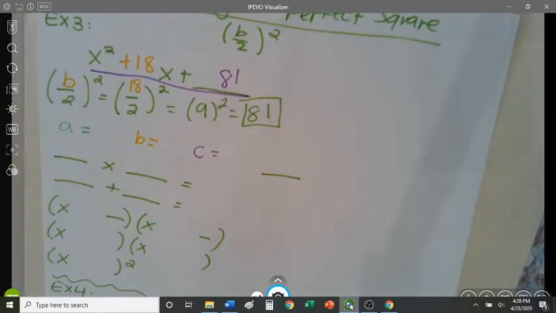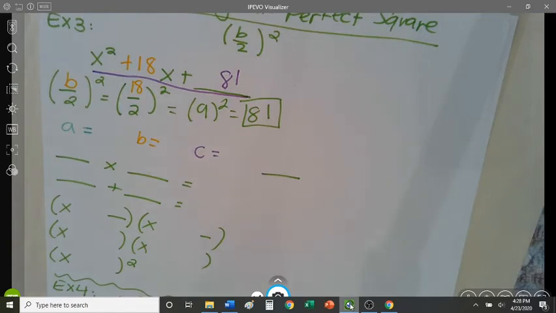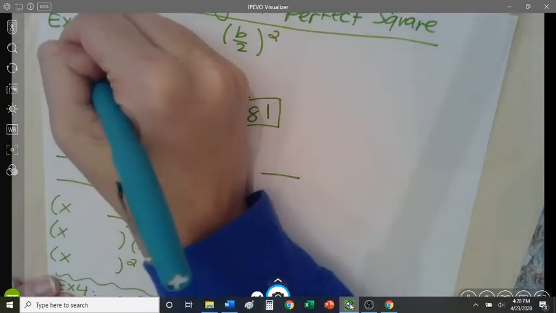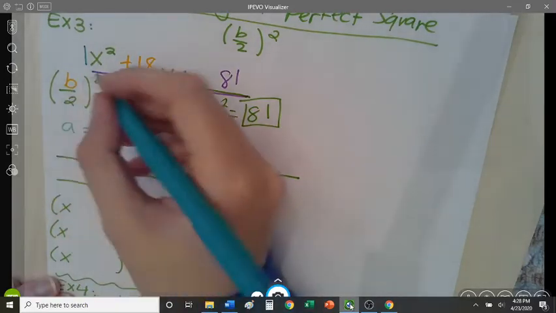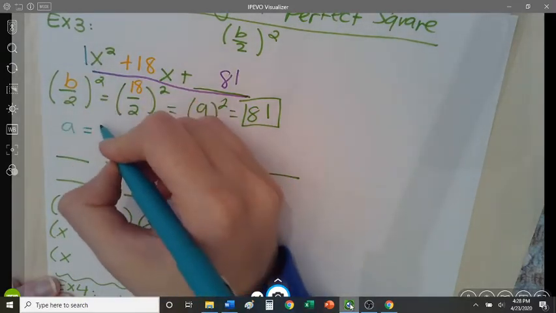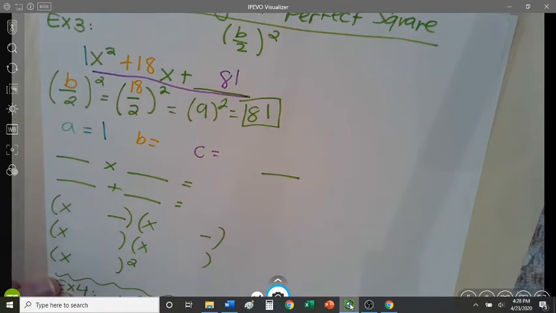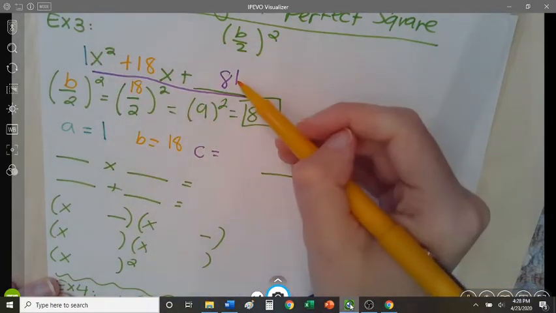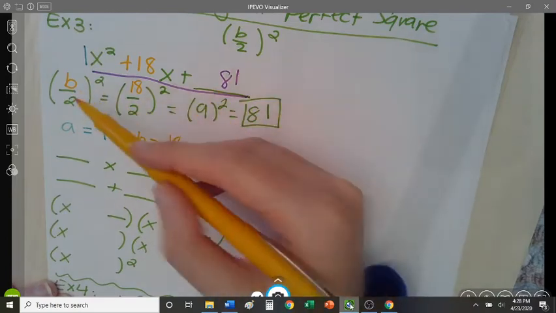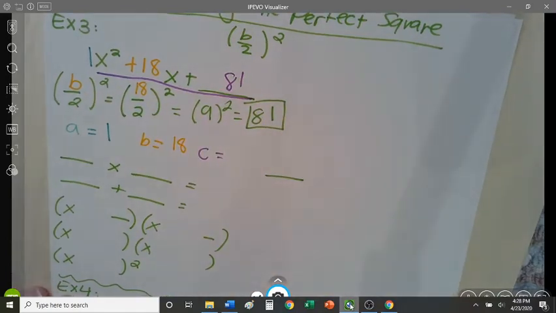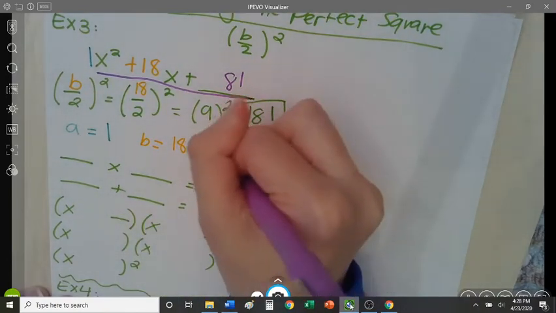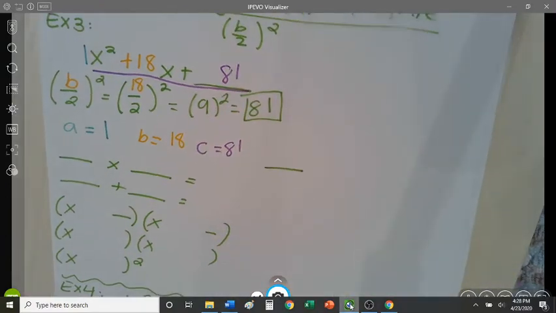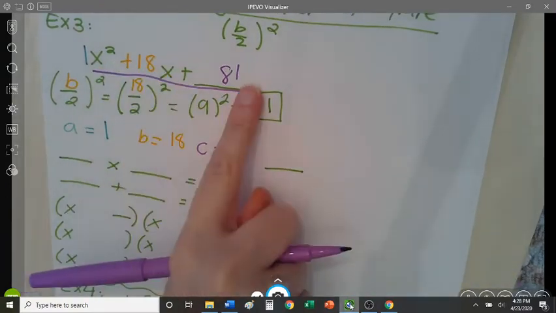Anyways, let's get going. So, the first thing, I need to identify the A, B, and C. A is the number in front of the x squared, so A is secretly a 1 since I don't see anything. B is the number in front of the x, which is 18. And C is the number that we just found when we did our nifty formula, b over 2 squared, which is 81.